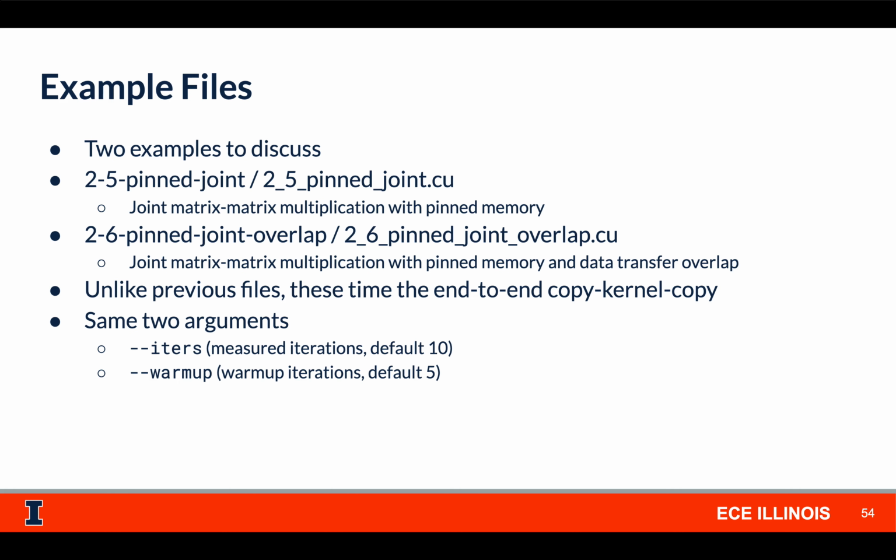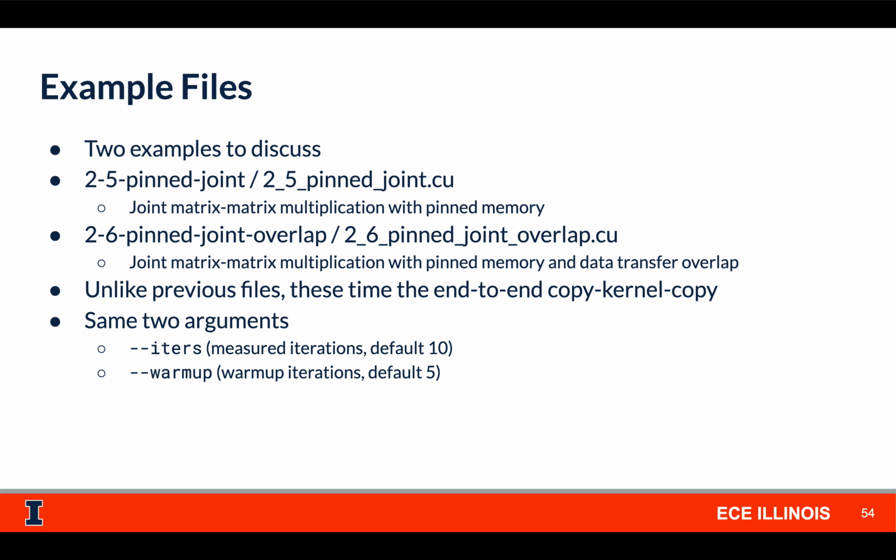So for the rest of this lecture, we're going to talk about two more examples. One is 2.5 and one is 2.6. Both of them are the joint matrix-matrix multiplication, though we're not really going to be focusing on the performance of that. We're just using it as an example. What we're really interested in is the performance of the data transfer and when the data transfer takes place relative to the matrix multiplication kernel.